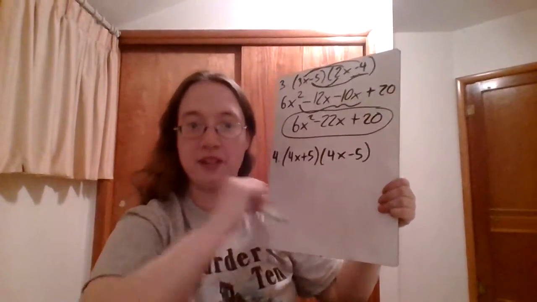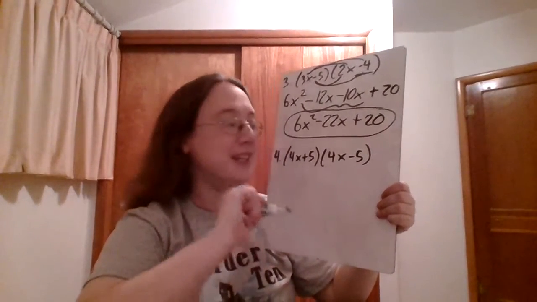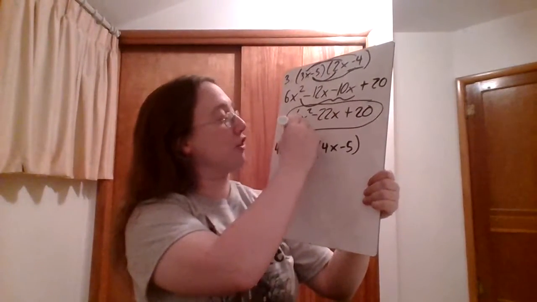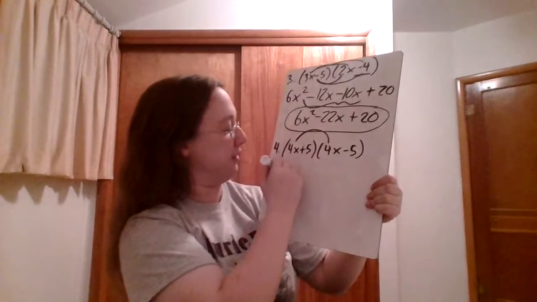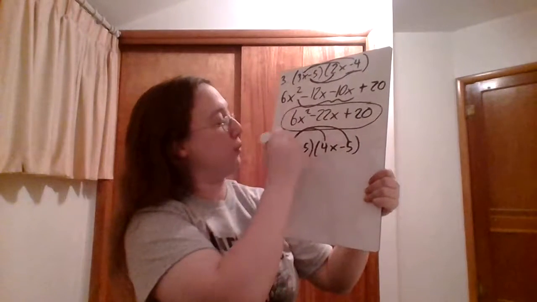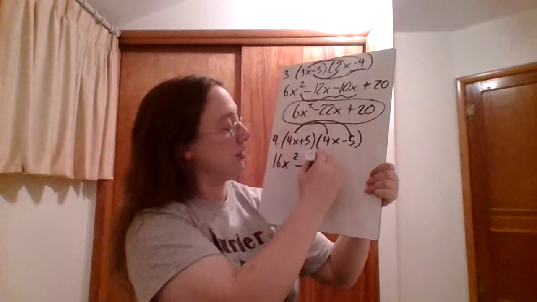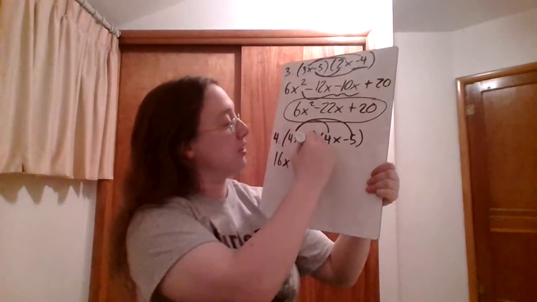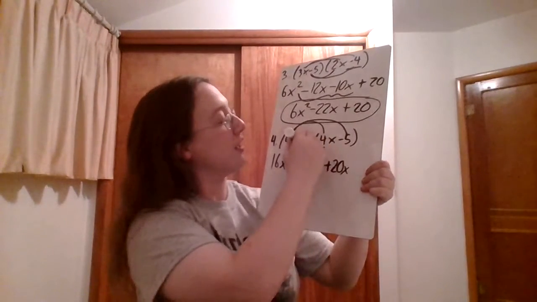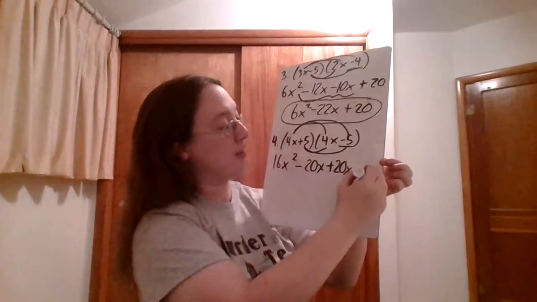Alright. Now, this last one of these, if you happen to remember that there's a shortcut, cool. If you don't happen to remember that there's a shortcut, that's okay. We can just FOIL that. So we got a 4x times a 4x. 4 times 4 is 16. X times x is x squared. On the outside, we've got a 4x times a minus 5. So we got a minus 4 times 5 is 20. And that's got an x. 5 times 4 is also 20. And that's also got an x. And 5 times 5 is 25, and minus because that's a minus.